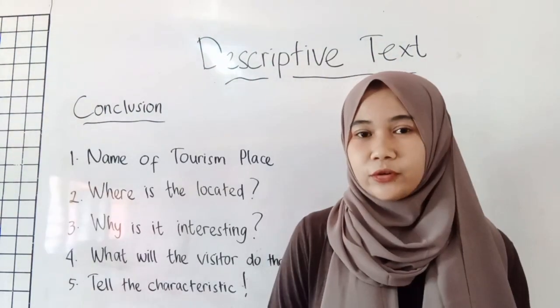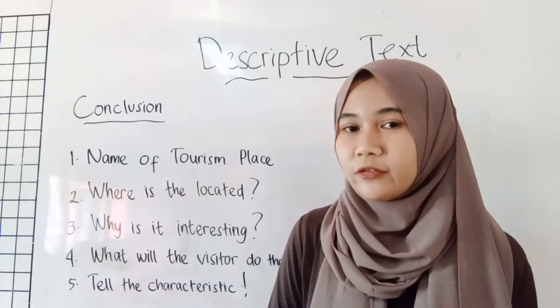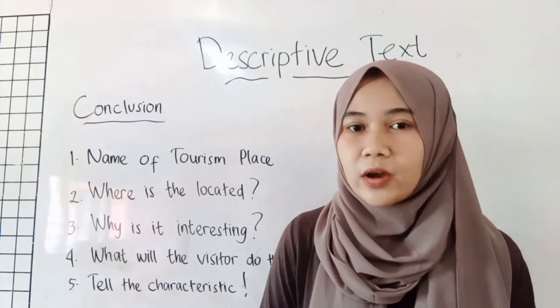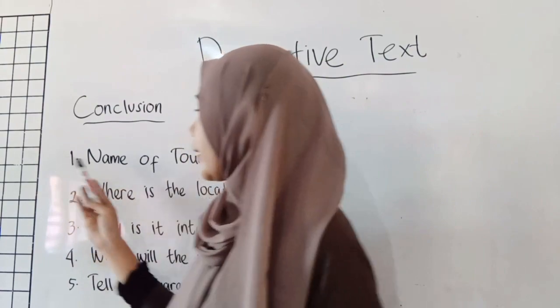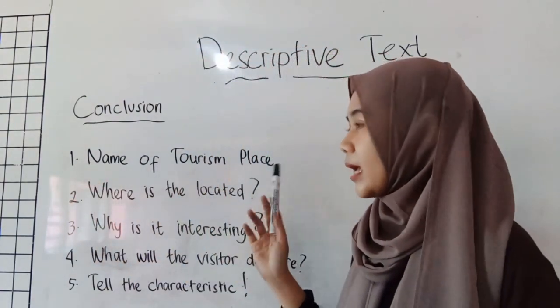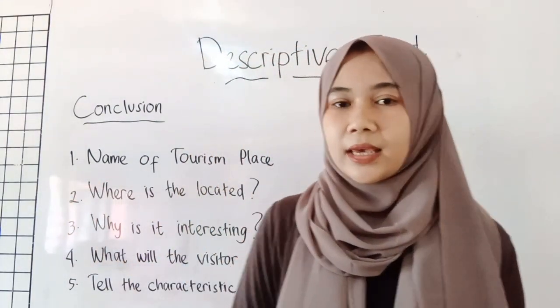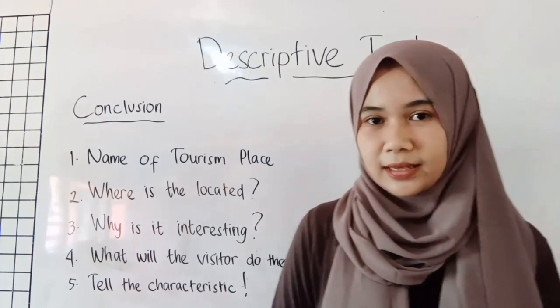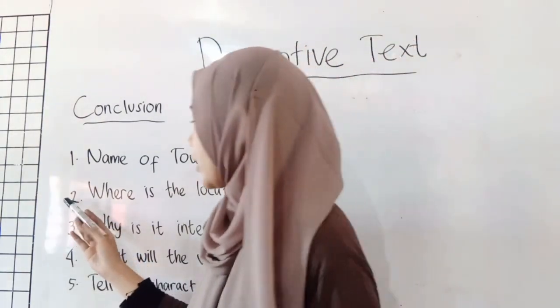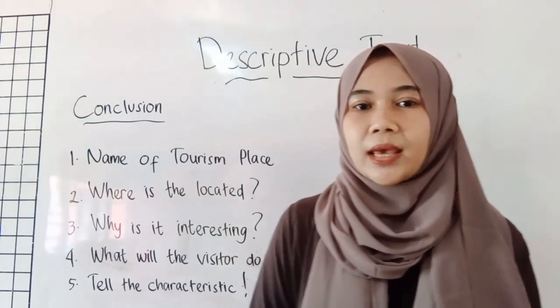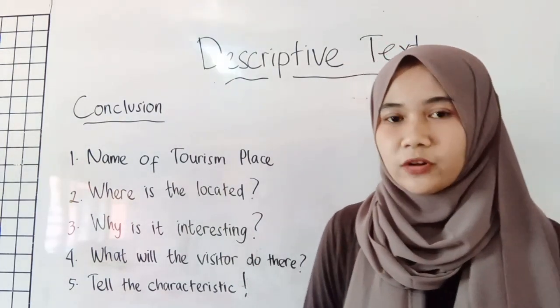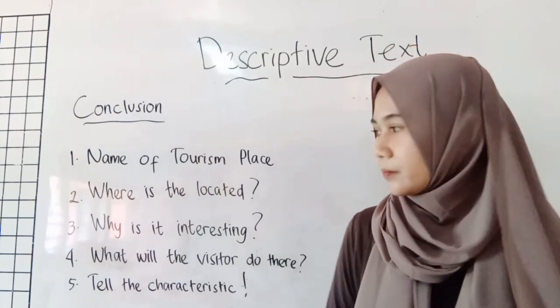Okay, I will give you the conclusion from your individual assignment. Most of you are correct in doing this task. For number 1, name of tourism place. The answer is generally in the title of the text. And the second question, where is it located? The answer is generally in the first paragraph, of course, in the identification.